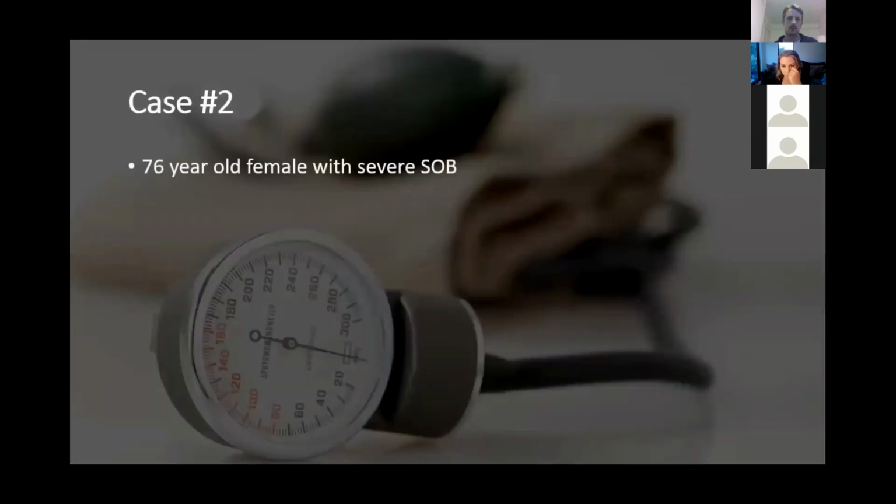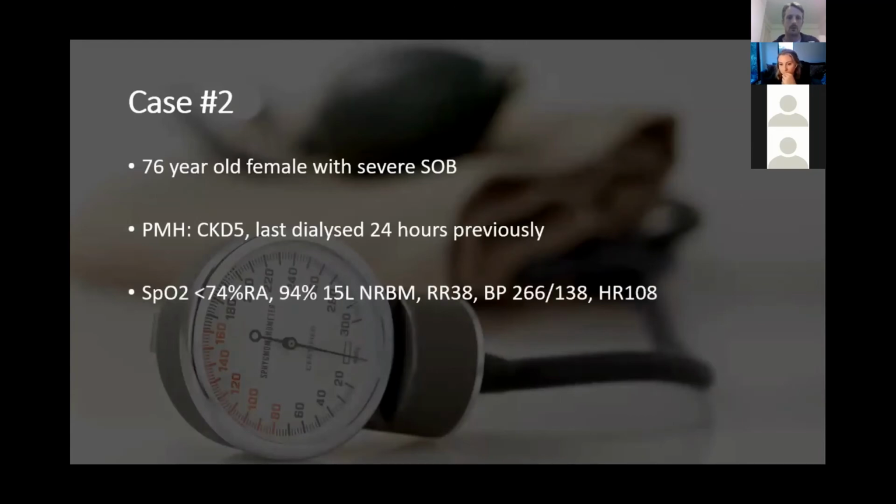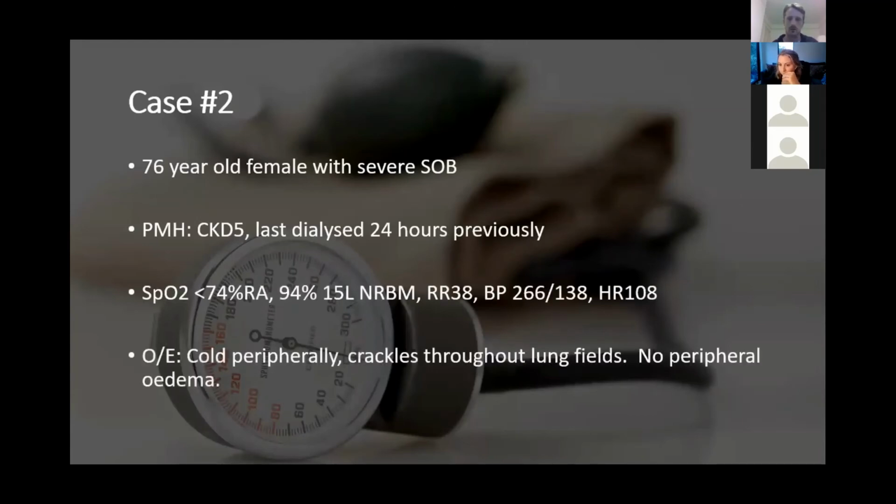So case 2 is a 76-year-old with severe shortness of breath. She's a dialysis patient and she was dialyzed 24 hours previously. And she comes in absolute extremis. She's extremely hypoxic. She's working really hard. She's alert, but quite agitated.